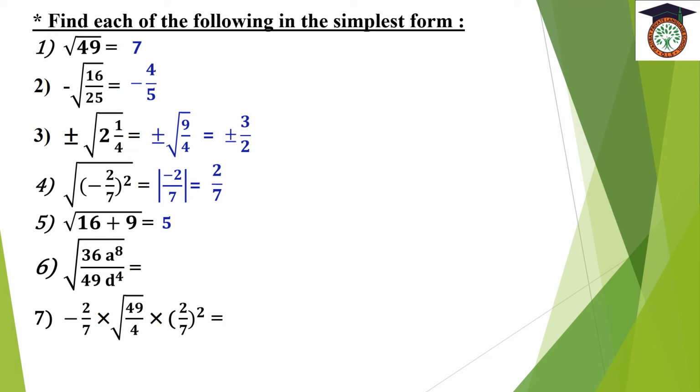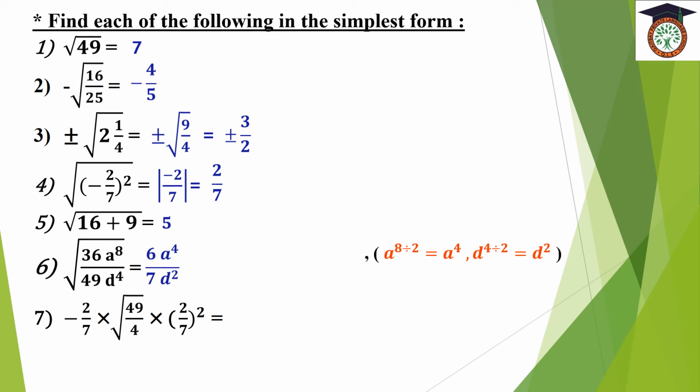To find the square root of a to the power of 8 and d to the power of 4, we know that the square root of a to the power of 8 is a to the power of 8 divided by 2, which equals a to the power of 4, and d to the power of 4 divided by 2 equals d to the power of 2. So our final answer will be 6a to the power of 4 over 7d to the power of 2.